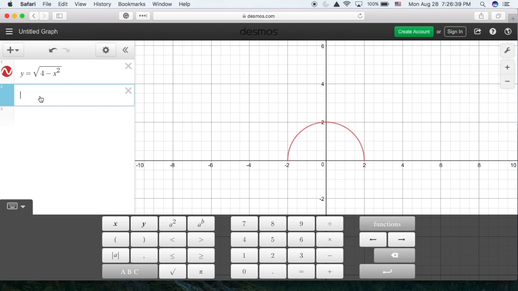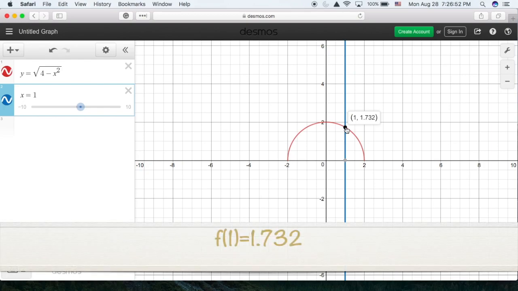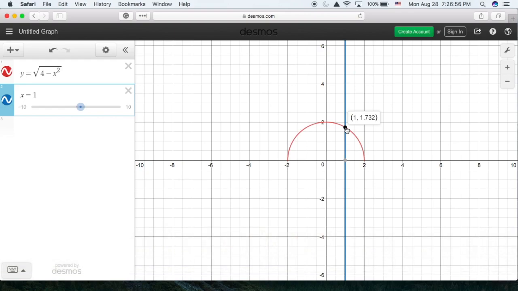In Desmos, that's a little bit easier if I put a number in there. So x equals 1, I can now click on that point and I see that the value at x equals 1 of the function is 1.732. So that's basic information I can get from a graph.